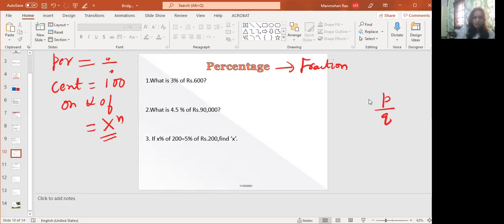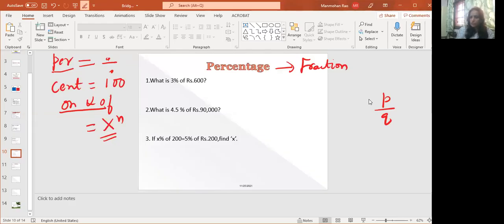So on and off. I again tell you, these are not authentic definitions. These are just for understanding. In most of the cases, whenever you have per, it is divided by, and cent is always 100. On and off are generally equal to multiplication.